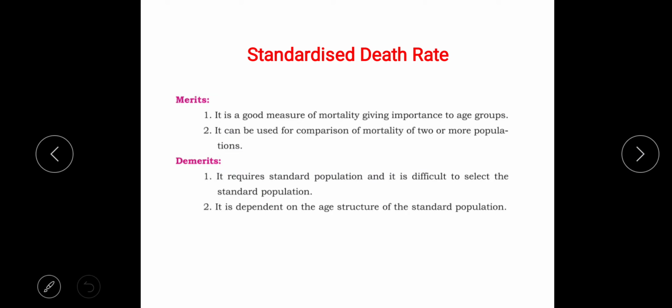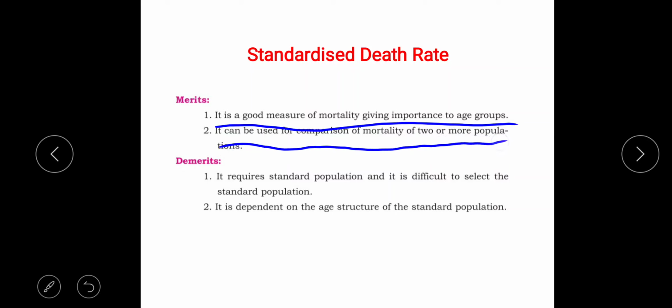So next, merits of STDR are: it is a good measure of mortality giving importance to age group. So first merit is it gives importance to age group, and it calculates the STDR. And second, it can be used for comparison of mortality of two or more populations. So STDR is specially calculated to compare the death pattern or death rate of different locations. And demerits are: it requires standard population and it is difficult to select the standard population.